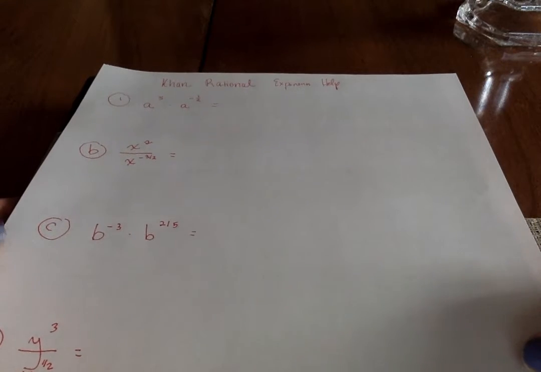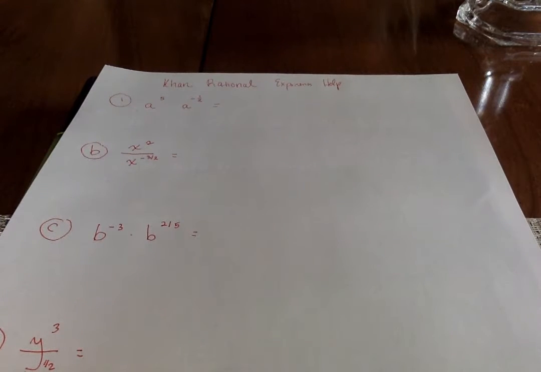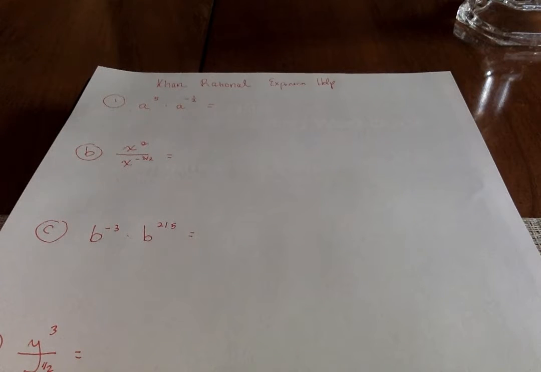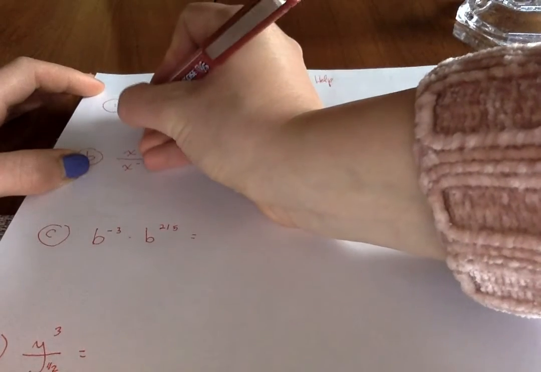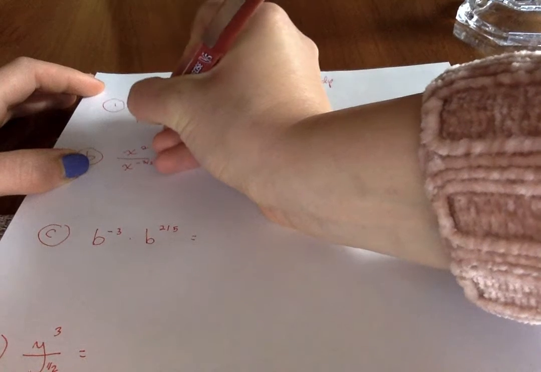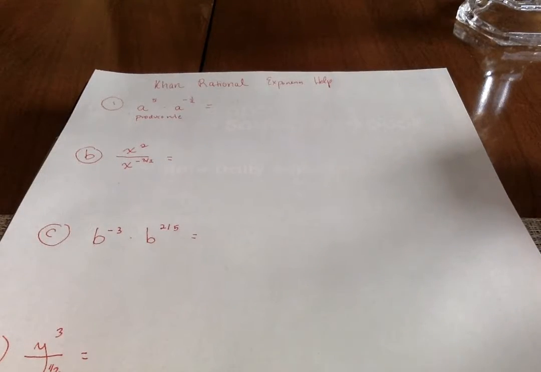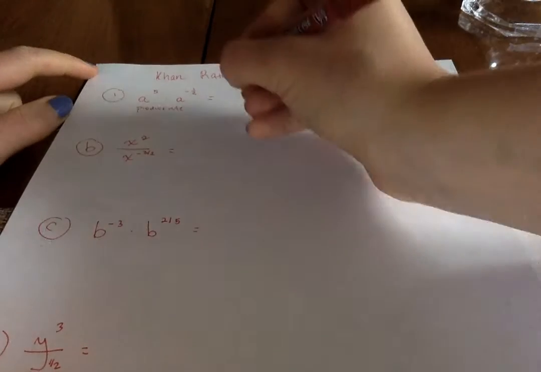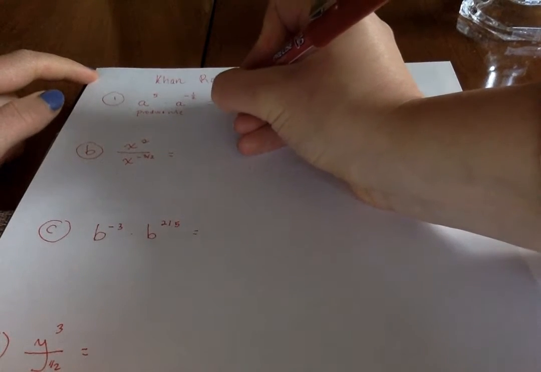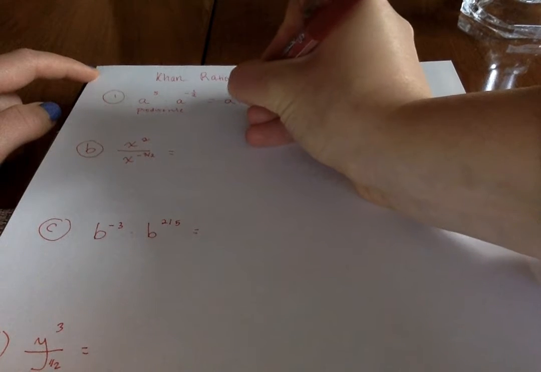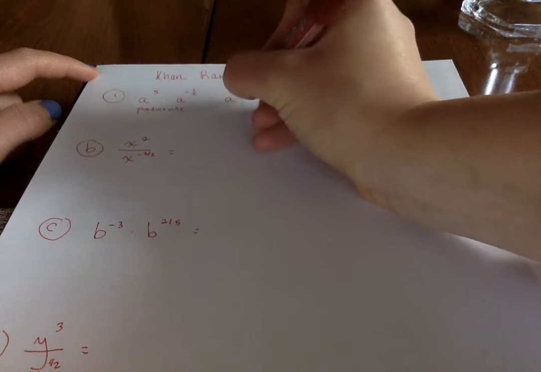All right, there was a request to look at a couple of the Khan Academy problems. So the first one is a to the fifth times a to the negative 1/2. This is a problem where we use the product rule because we're multiplying the bases. The product rule states when we're multiplying two bases that are the same, we need to add the exponents, but one of them is a fraction. So we have a to the 5 plus negative 1/2.